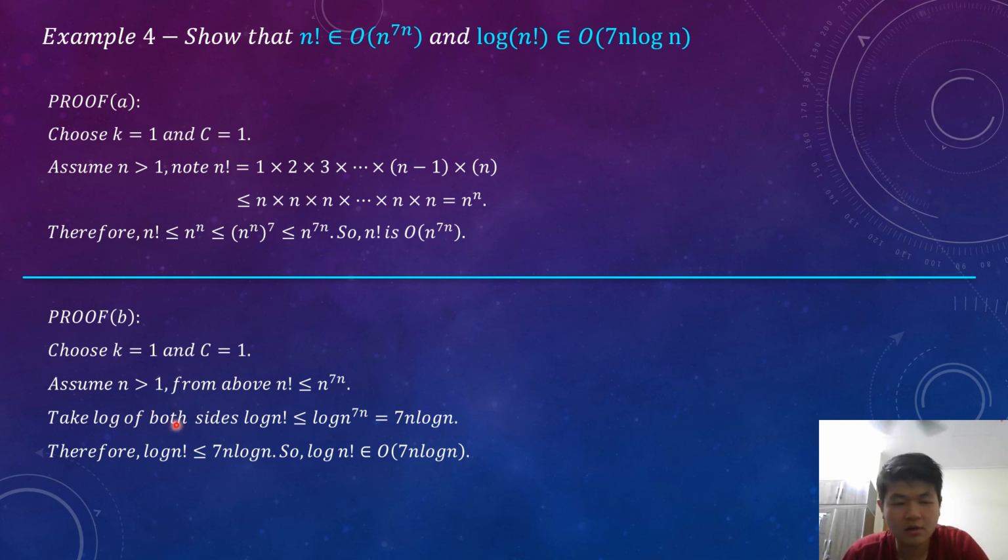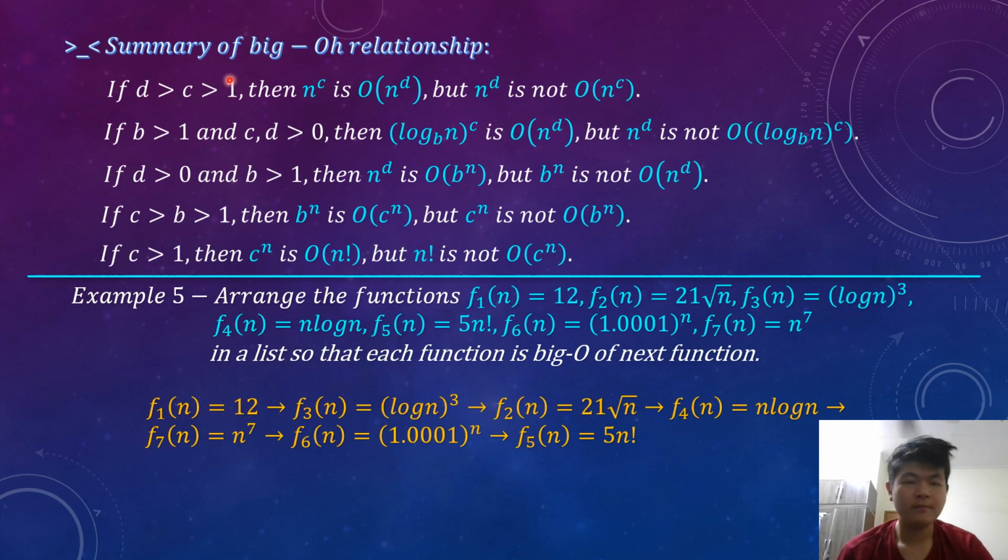We take log of both sides. We get this, and then log of n to the power of n is n log n. So we can prove that log n factorial is big O of n log n. Relationship: this is compared with the polynomial and polynomial. So the degree of this is bigger than this, so n to the power of c is bigger than n to the power of d.